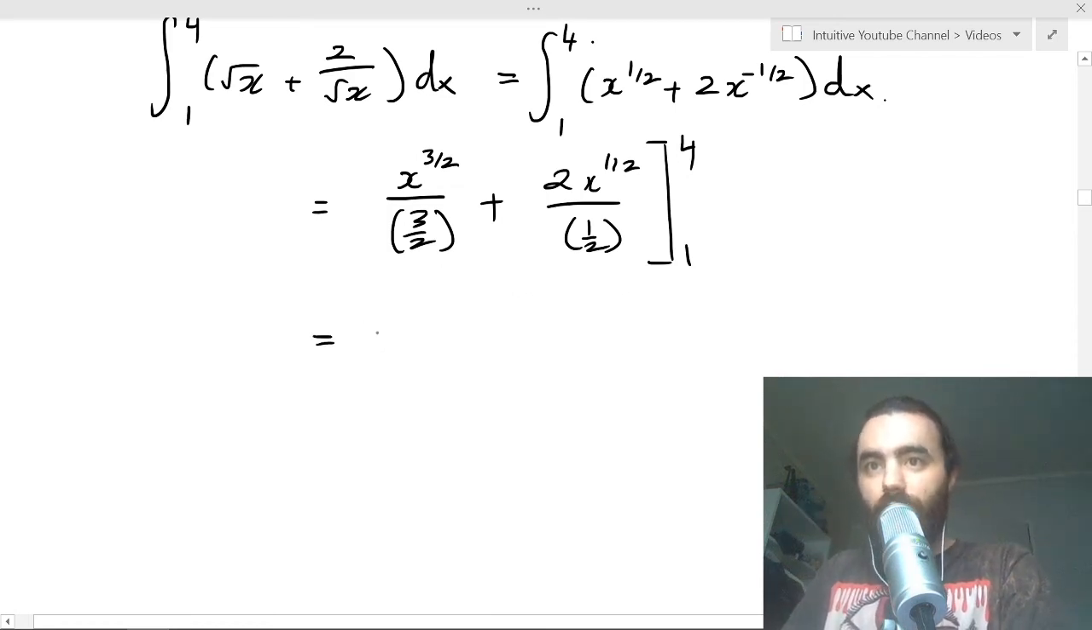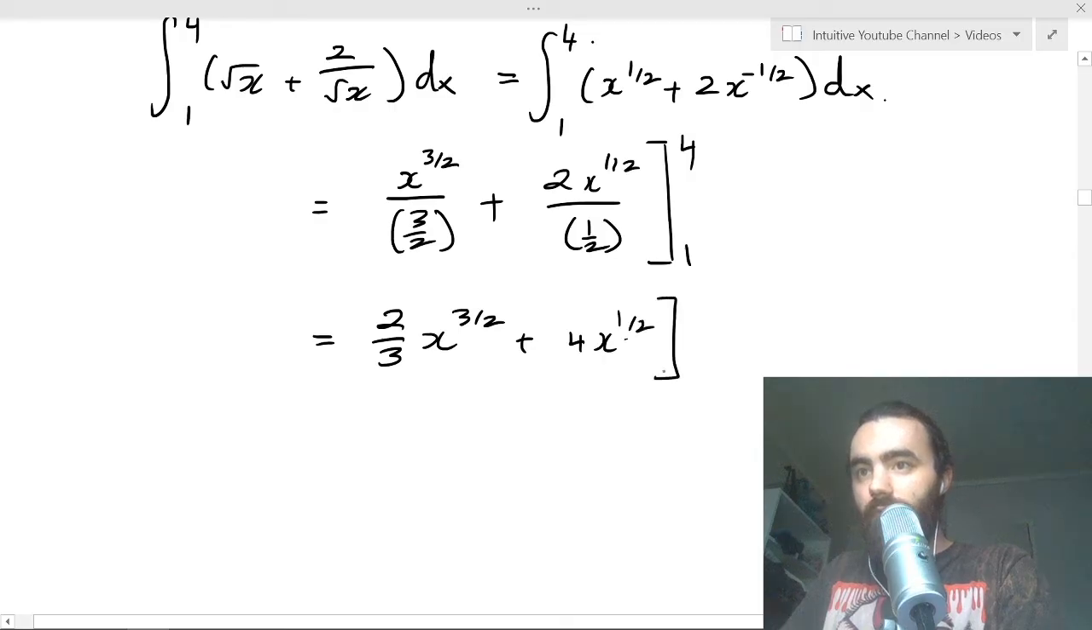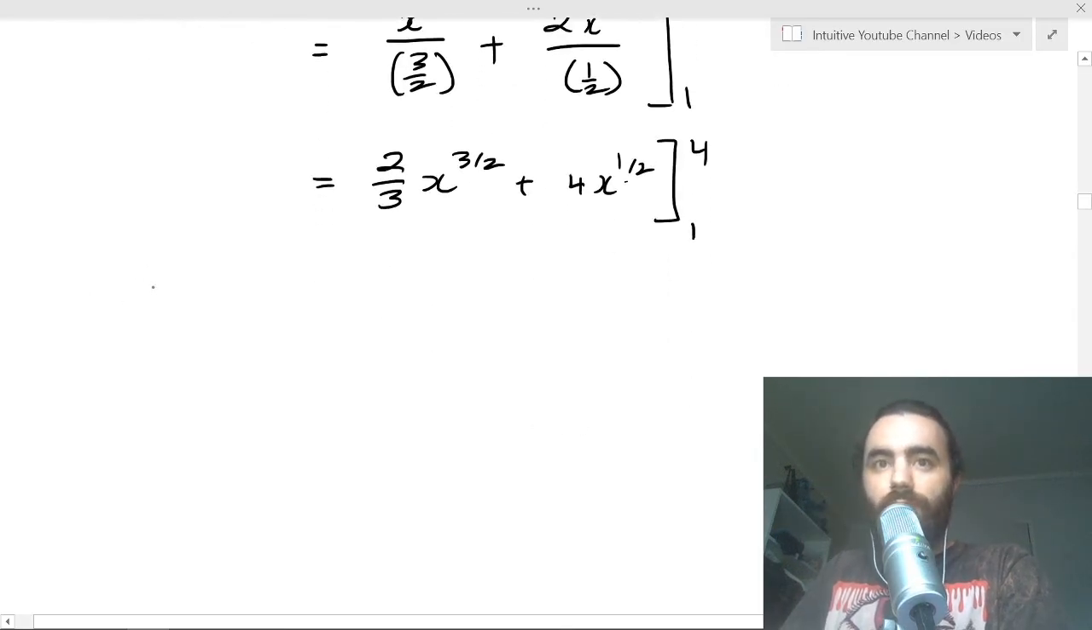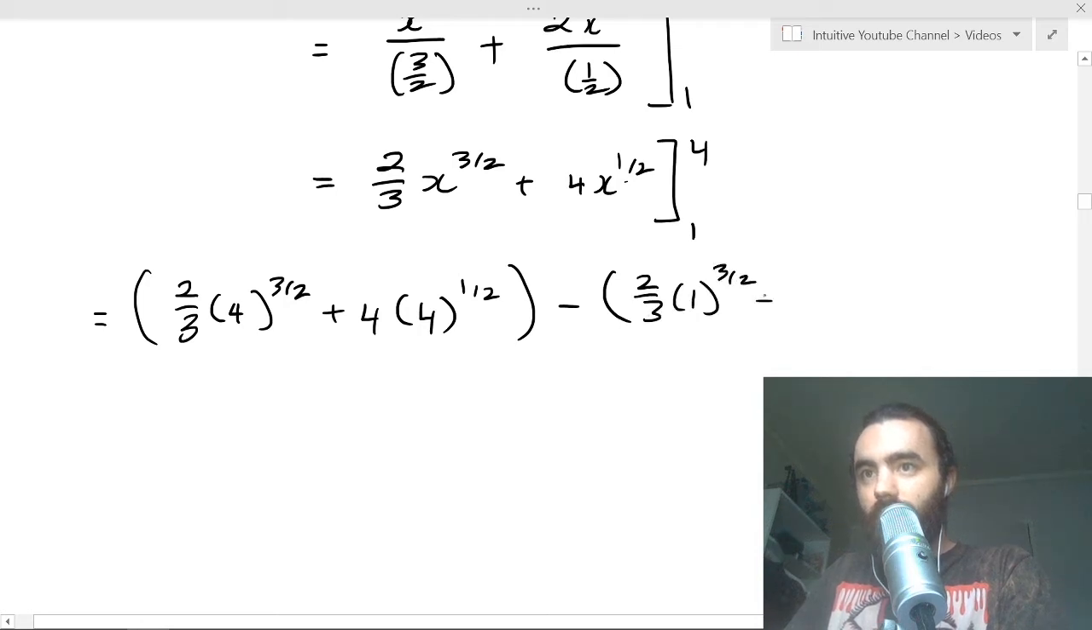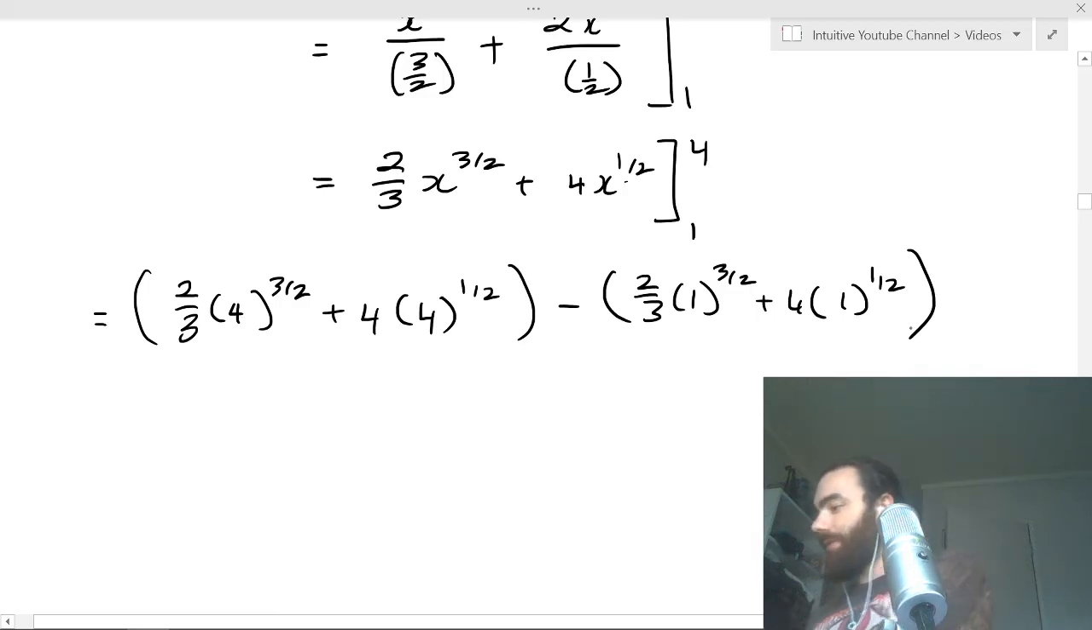So let's simplify this one more time. So this will become 2 over 3 x to the 3 over 2 plus, bring this up as 4 x to the half between 4 and 1. And that equals 2 over 3. We do it for 4 first, we substitute in 4 of 4 to the 3 over 2 plus 4 times 4 to the half minus 2 over 3 to the 1, 2 plus 4. Remember these are just going to be 1, but I'll write it out anyway. 1 to the power of anything is 1.